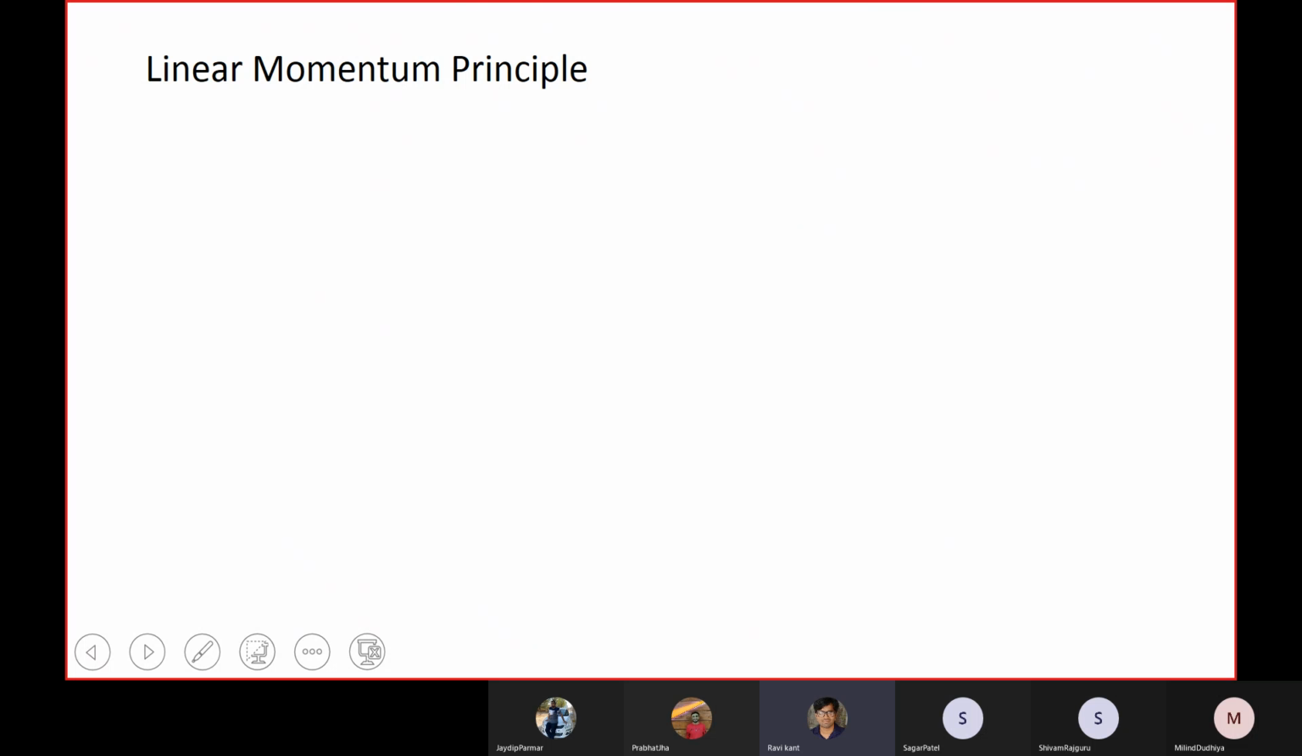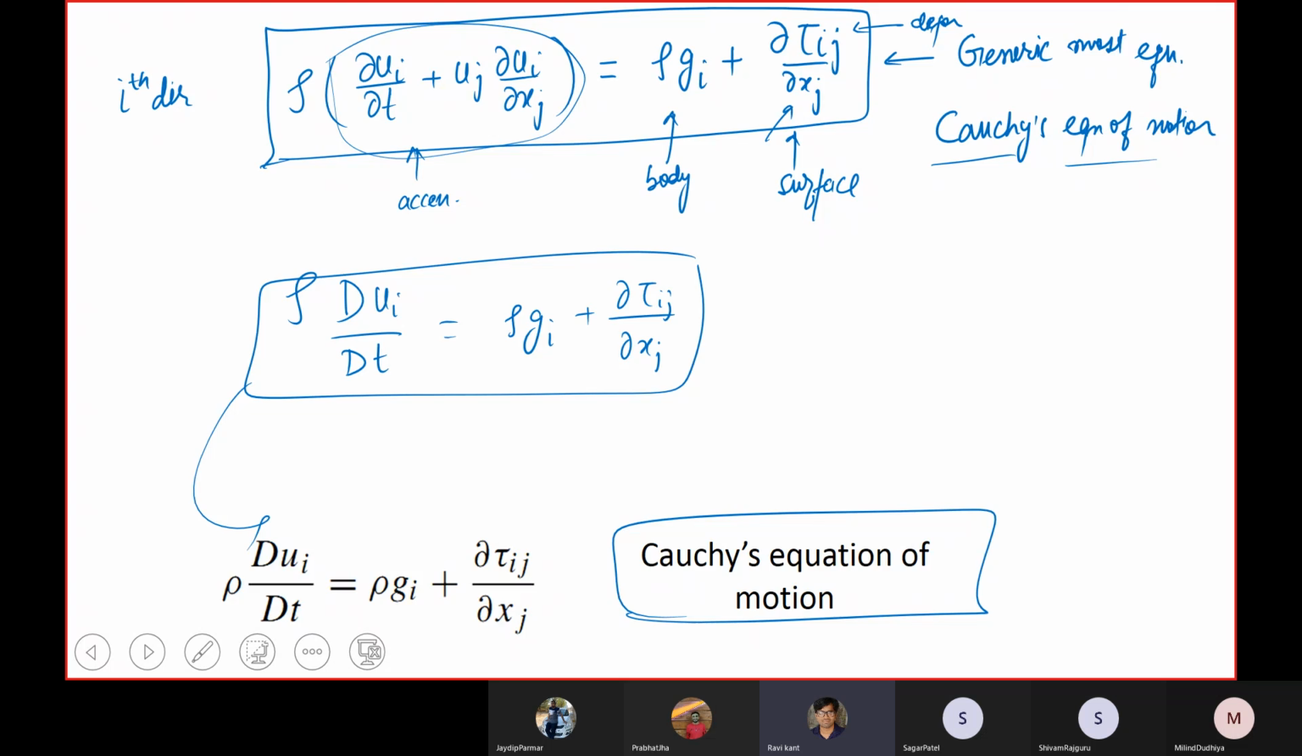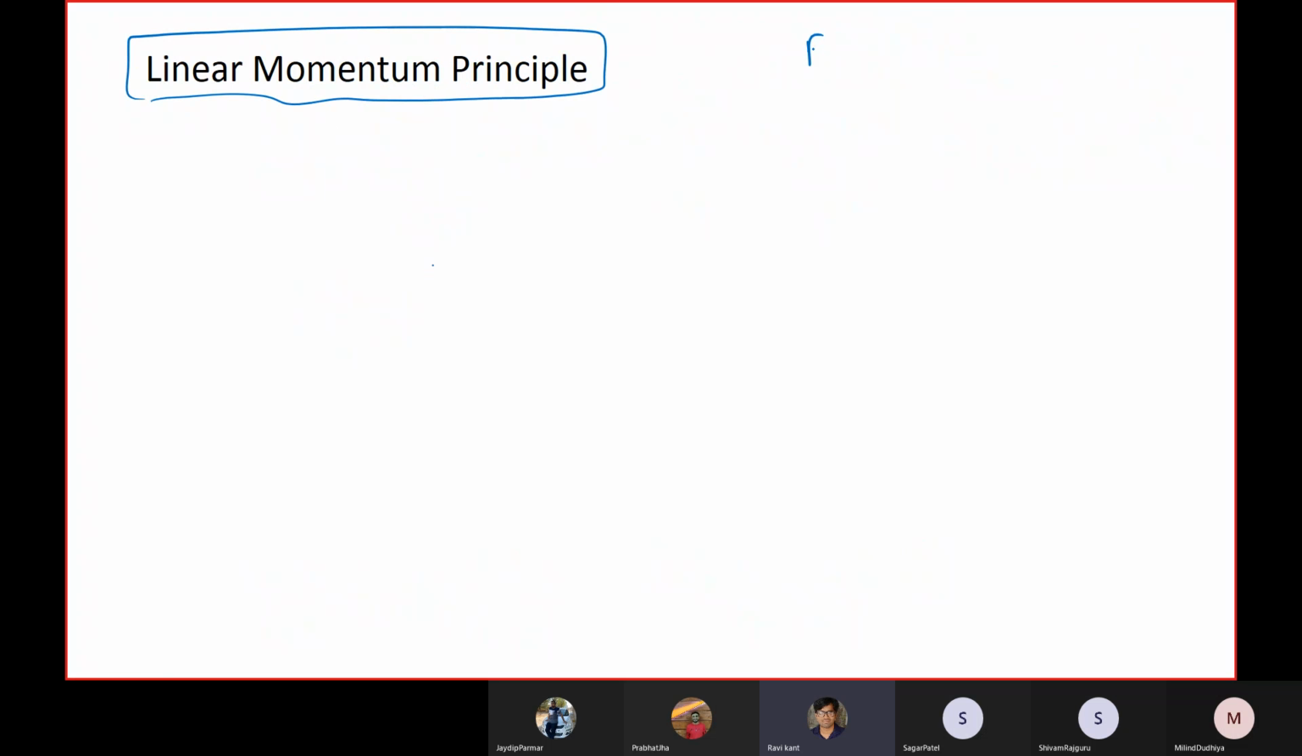Now let me come to the usual linear momentum principle. I said that I will relate this by F is equal to d(mv)/dt plus some additional term, right? Now let me relate these things here.